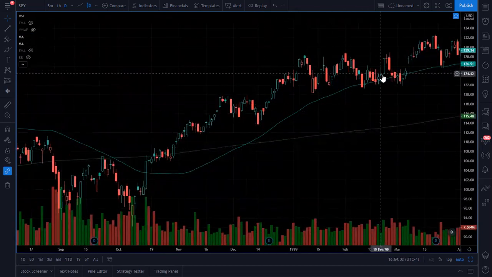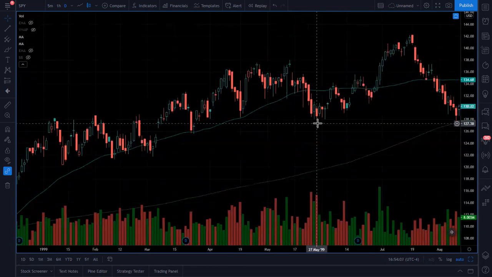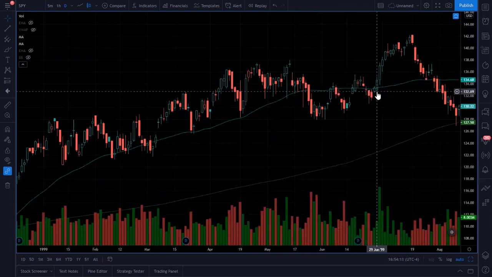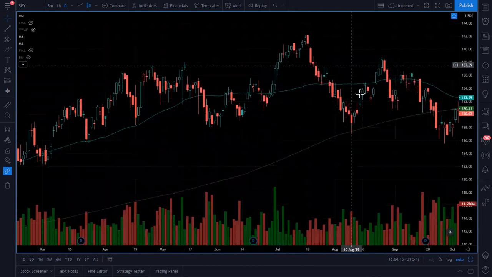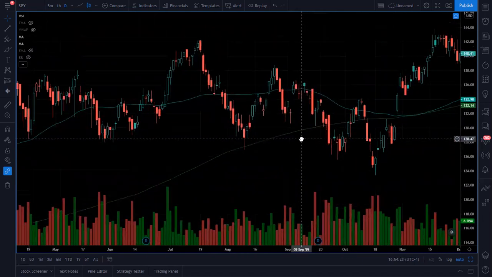It stays on the 50 SMA, bounces, dips below, bounces, hits its head on the 50 SMA, bounces above the 50 SMA, comes down. Now we're consolidating, right? The 50 SMA is now entangled with the market. Now we're approaching the year 2000.